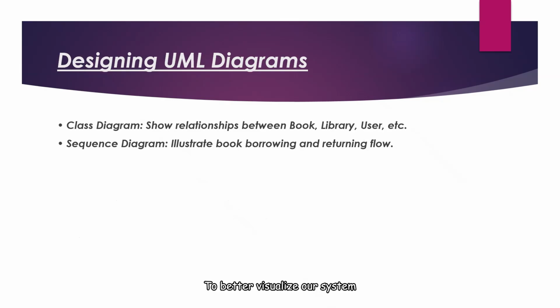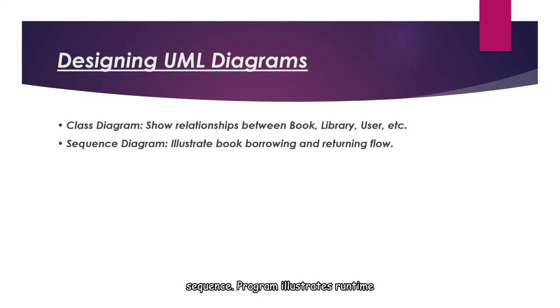To better visualize our system architecture, we use UML diagrams. First, the class diagram will depict all our classes, their attributes, methods, and relationships like associations and compositions. It will show, for example, how a library has a catalog which manages many books.